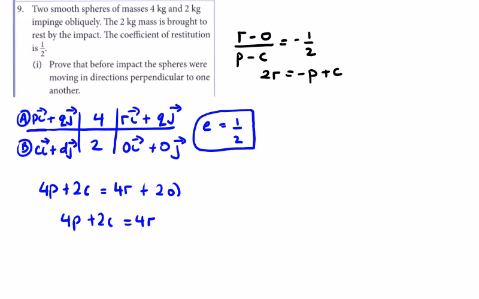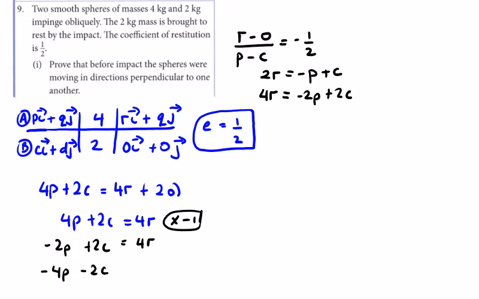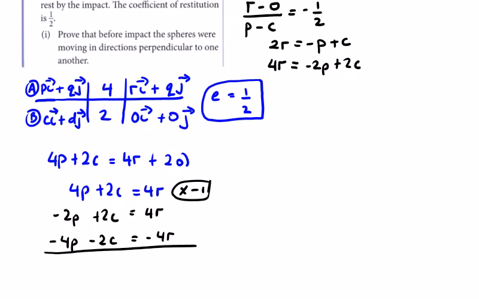And if I try and eliminate a variable here, I have 2R. I could say 4R down below. So let me write this one as 4R equals minus 2P plus 2C. Will that help me down below? 4R equals minus 2P plus 2C. Now, if I multiply this one by minus 1, I'm going to get minus 4P minus 2C equals minus 4R. So I can actually cancel two variables here. So that's where this question is going.